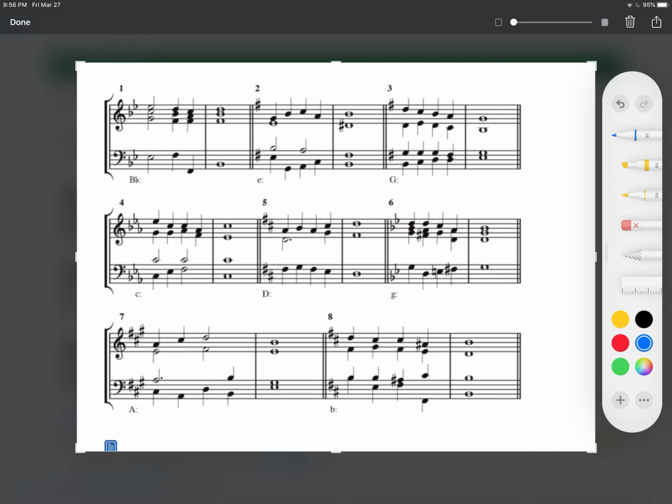So I'm just going to do the first 3 here, and I want to let you practice on the rest of these. And then I'm going to go down and look at a couple of the similar examples that you'll have in your homework for this week. So this first one is in B flat major.